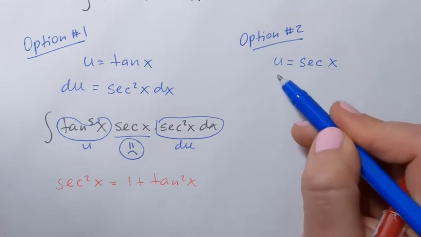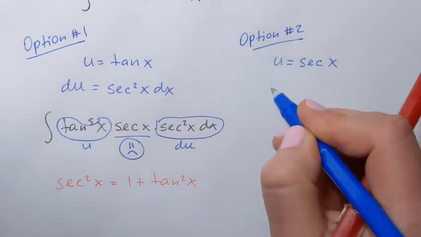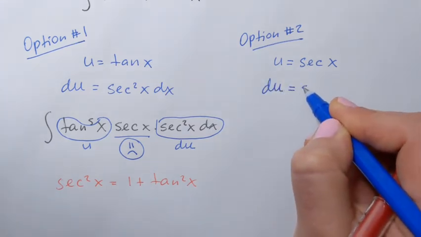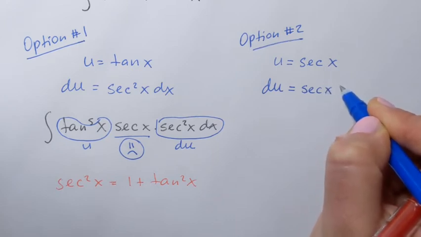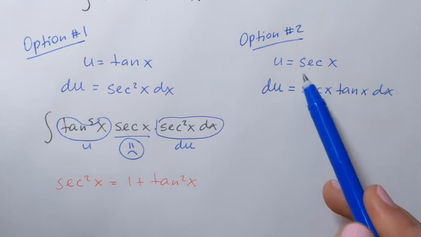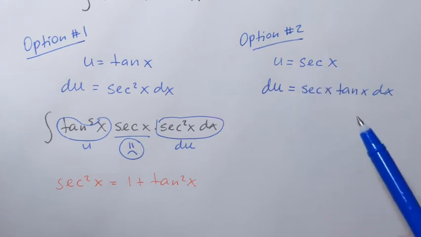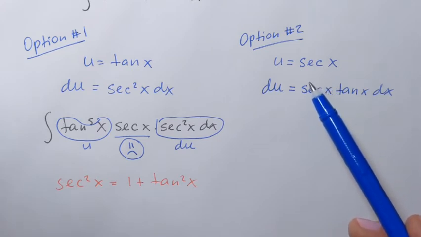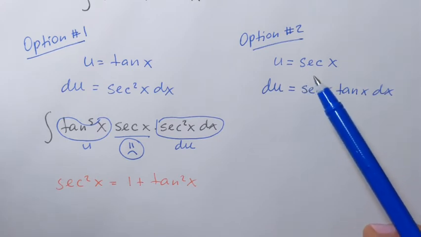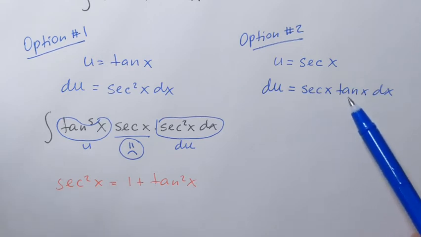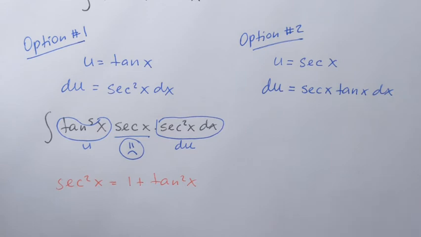Okay, what if u is secant of x? Then du is secant x tangent x dx, right? The derivative of secant is secant tangent. Okay, so to introduce the variable u in this case, I have to set aside one factor of secant and one factor of tangent. Let's see if that's possible.